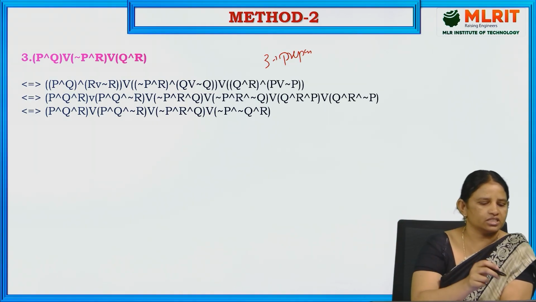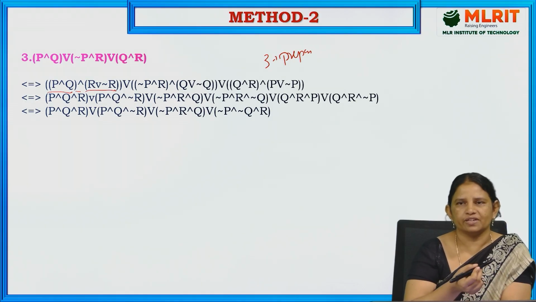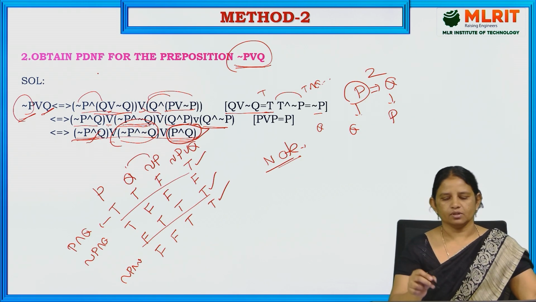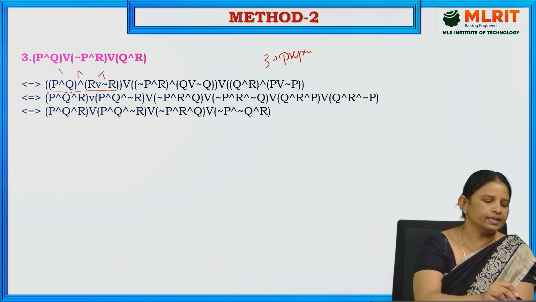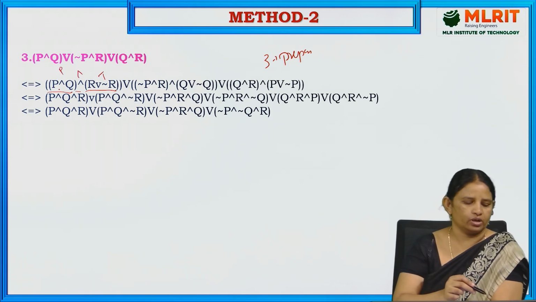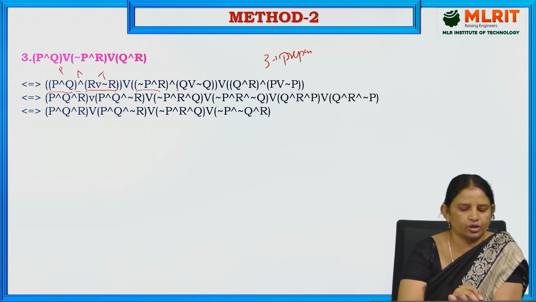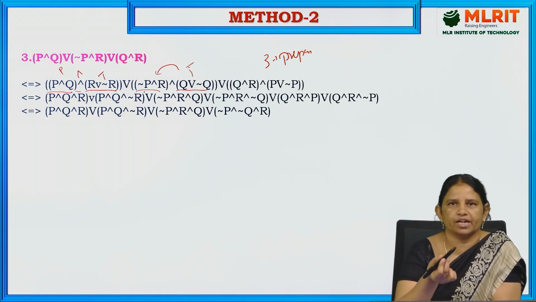Now consider the first one. P and Q is there, so what is the missing factor? R or negation R. In the previous slide we already discussed that R or negation R is a tautology, so it leads to true. True and any statement is the statement only, P and Q only. Next, take the second proposition, negation P and R. What is the missing factor? Q or negation Q. It is a tautology, true, and true and P becomes the original statement, negation P and R.